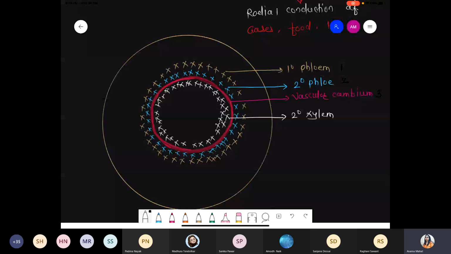Your choice, okay? If the diagram is getting too complicated, you can use a highlighter or a sketch pen or pencil color and represent it like that, no problem. So this white color is nothing but all the secondary xylem. And you know very well, primary xylem is already present, right?